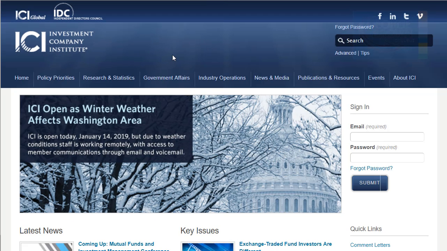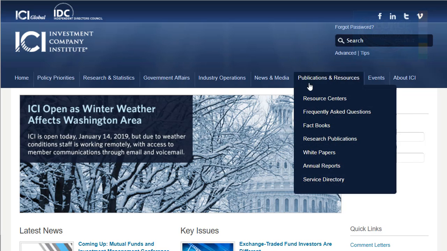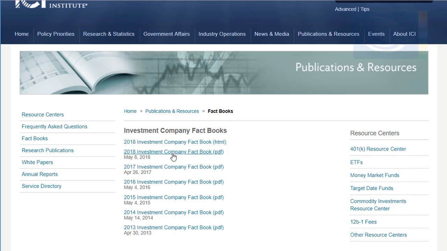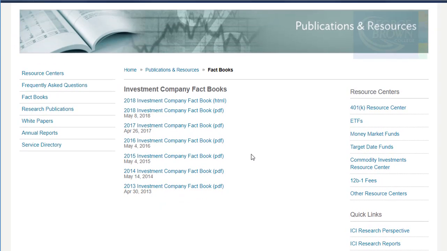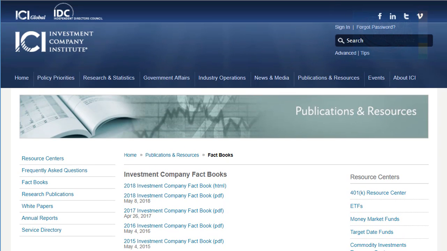I did not show this website in the chapter on investment vehicles, but I thought I'd put it in here because we've been talking about investment companies that hold mutual funds. If you want more information on the mutual fund industry, particularly in the U.S., this is a very good website, www.ici.org. It's the Investment Company Institute. In particular, if you go here, Publications and Resources, click on Fact Books, and you download this 2018 fact book. It's a fantastic resource to learn more about the mutual fund industry.